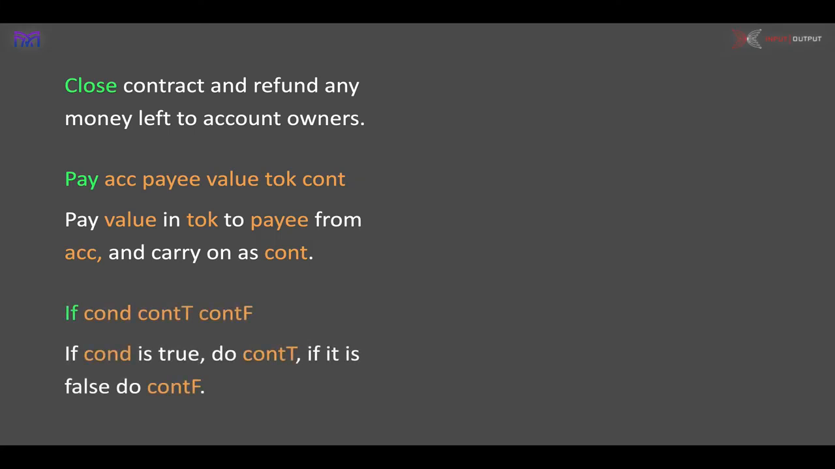What does if do? If has 3 arguments. It's got 2 contracts, cont T, cont F, and we carry on as cont T if the condition is true, otherwise we carry on as cont F. So that's the way we can branch. We can do one thing or another depending on this condition.